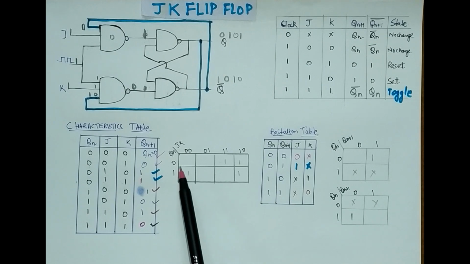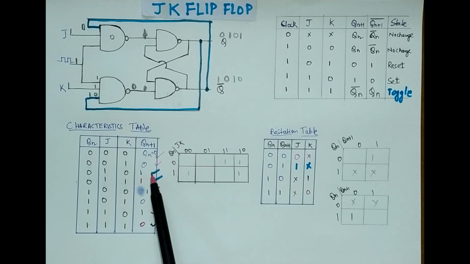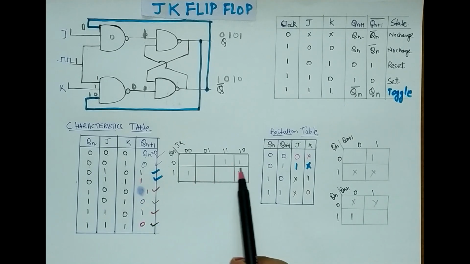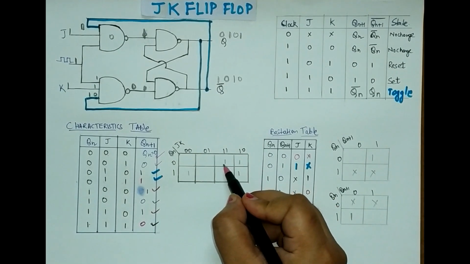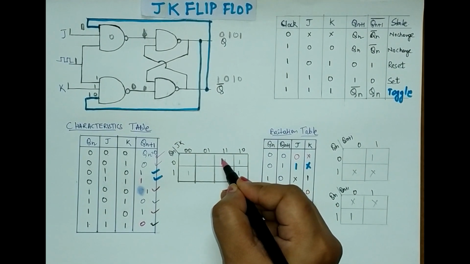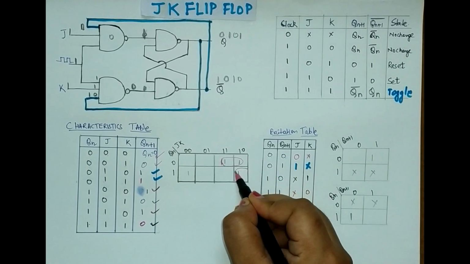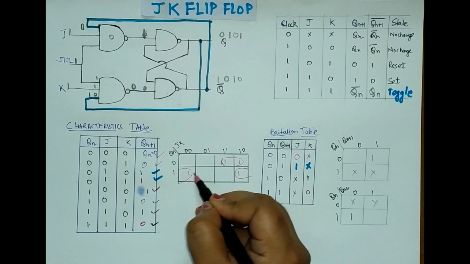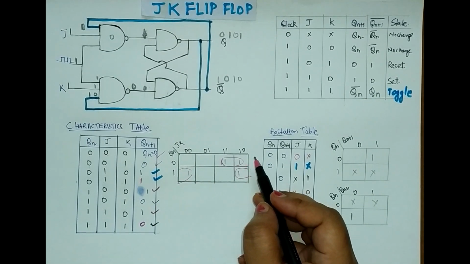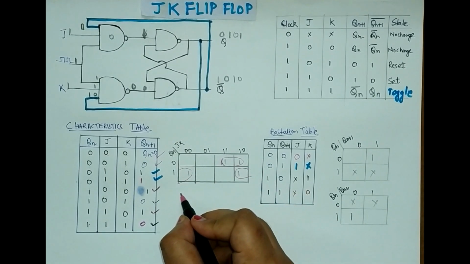So this is the K map for the characteristics table. Here I will take Qn and here I will take JK. See where we have got 1, 1, 1, 1, then 1. I will put these values over here. Again, let us make the K map. For me these two pairs will come together, then these two pairs will come together. So we have two groups. Let us write down the equation for both.